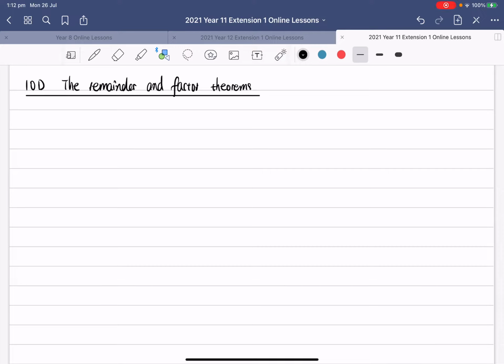Okay, exercise 10D, the remainder and factor theorem. These are two very useful theorems that we need to use later to solve polynomial equations, and eventually we're going to deal with differentiation of polynomials and sketching polynomial functions. So this is the foundation exercise that we need to know. All right, so start with the remainder theorem first.